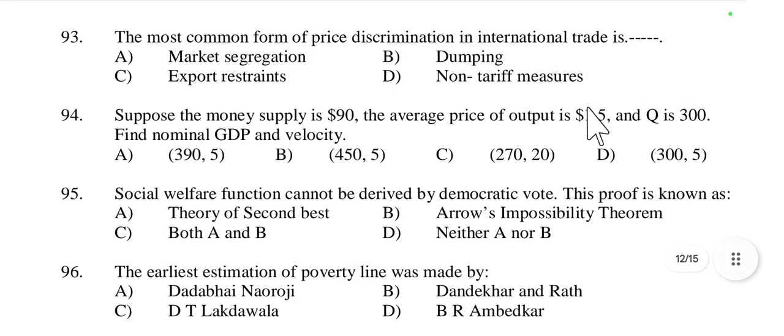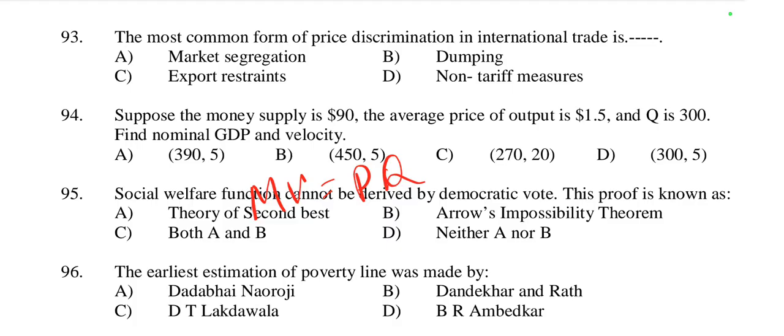Then next question 94. Suppose the money supply is $90, the average price of the output is $1.5, and the quantity Q is 300. Find the nominal GDP and velocity. Nominal gross domestic product and velocity; this data is given, and we have to find the nominal GDP and its velocity. So let's try. To solve this problem, we can use the equation of exchange in economics, which is given by MV = PQ.